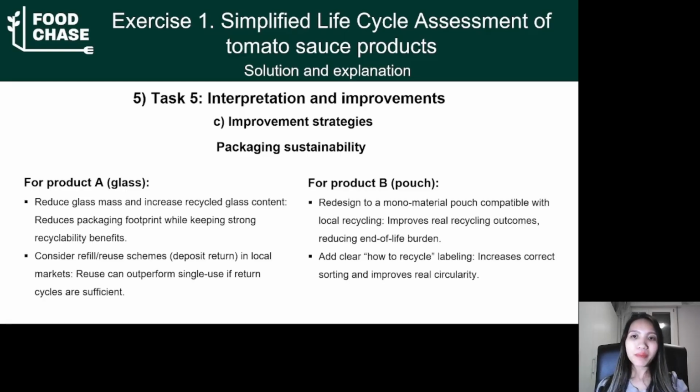And for product B, which uses the plastic pouch, we can redesign to a mono-material pouch that is compatible with local recycling. It improves the real recycling outcome and reduces the end of life burden. We can also add clear how-to-recycle labeling. In this way, we can increase correct sorting and improve the real circularity.